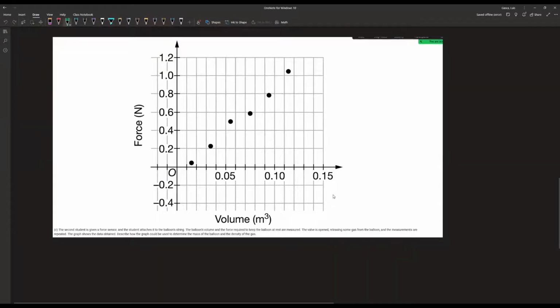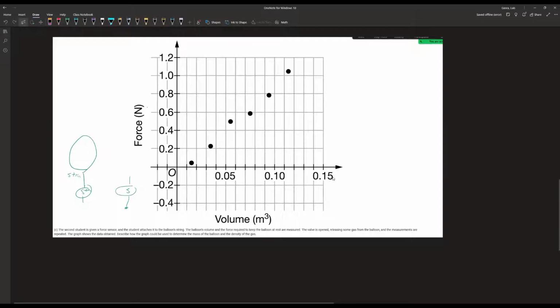A second student is given a force sensor and the student attaches it to the balloon string. The balloon's volume and the force required to keep the balloon at rest are measured. The valve is opened, releasing some gas from the balloon. I'm going to assume they taped the string, so the sensor is at the bottom, then the string, and then the balloon. The valve is opened, releasing some gas from the balloon, and the measurements are repeated. The graph shows the data obtained. Describe how the graph can be used to determine the mass of the balloon and the density of the gas.